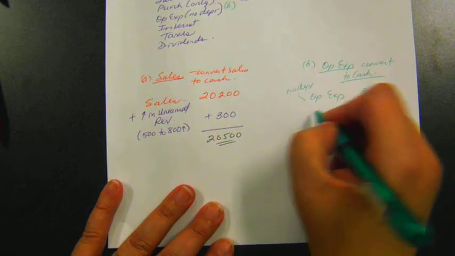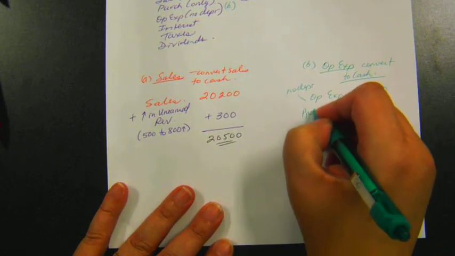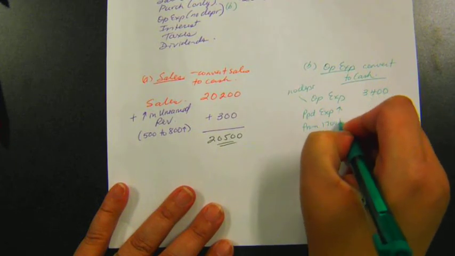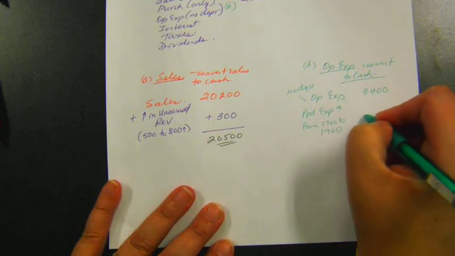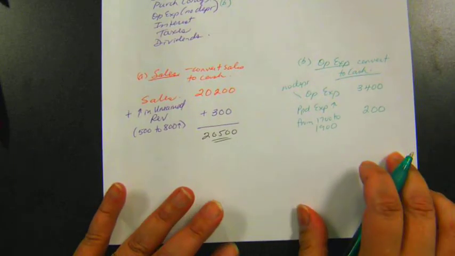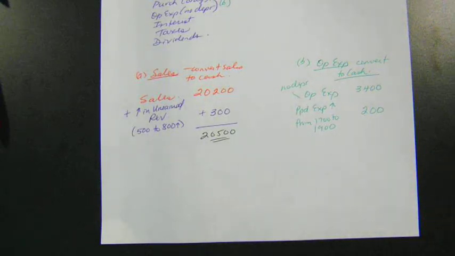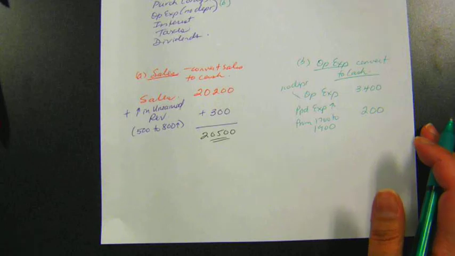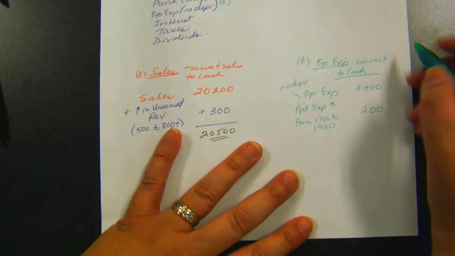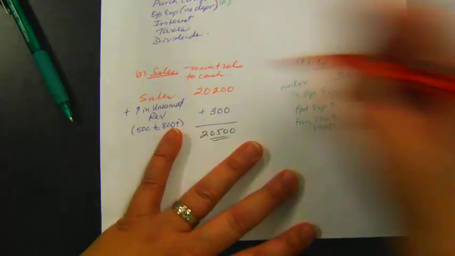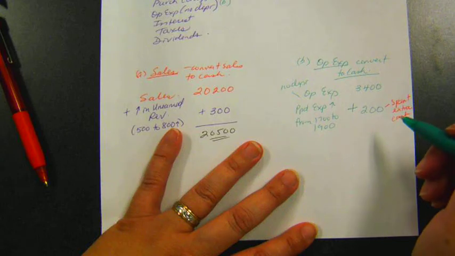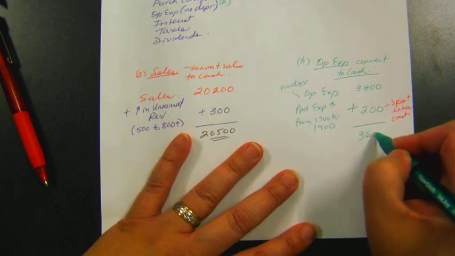And then prepaid expenses increased from $1,700 to $1,900. So we know there's 200 here. Did we spend extra cash? Yeah. If it would have gone down, some of our operating expenses wouldn't have been cash from this year, it would have been last year's. So I'm going to put spent extra cash. And that works out to $3,600.